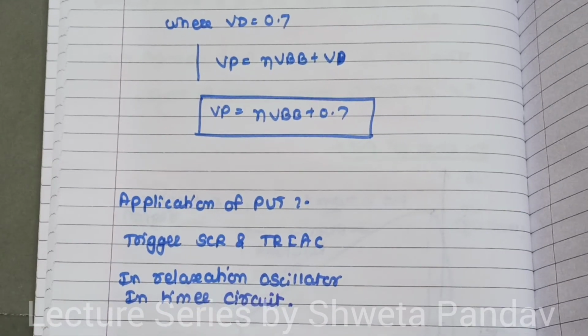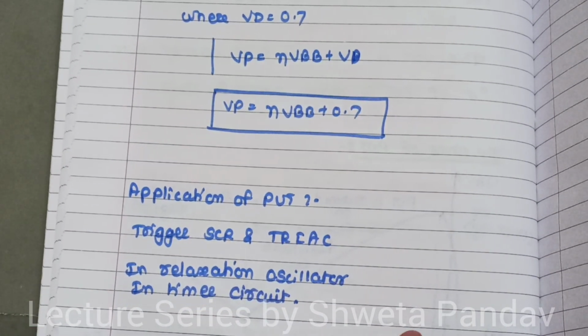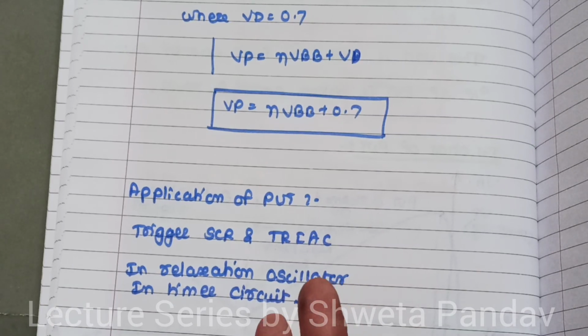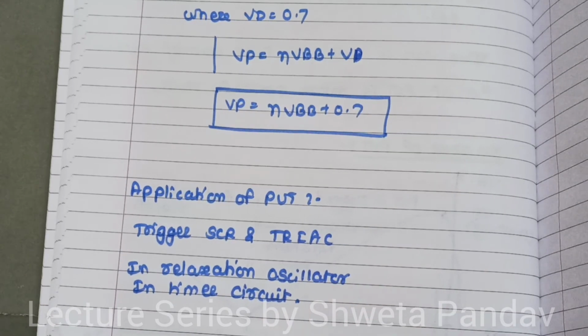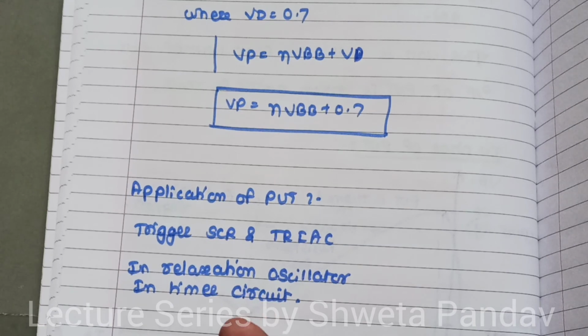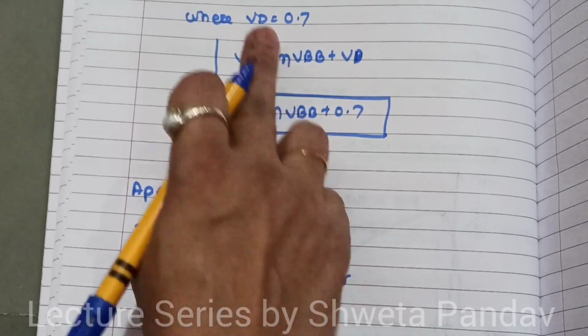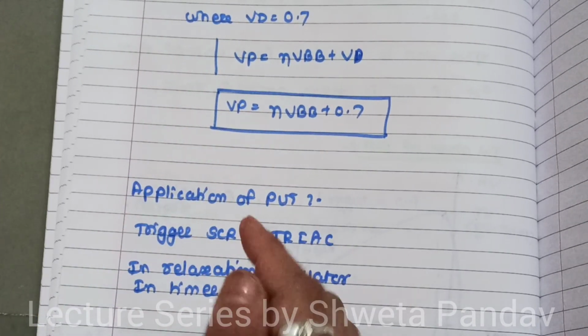So this is all about today's session. In today's session we had seen the symbol of PUT, construction of PUT, working of the PUT, then its equivalent circuits, its IV characteristic, some of the equations of it, and applications of PUT.